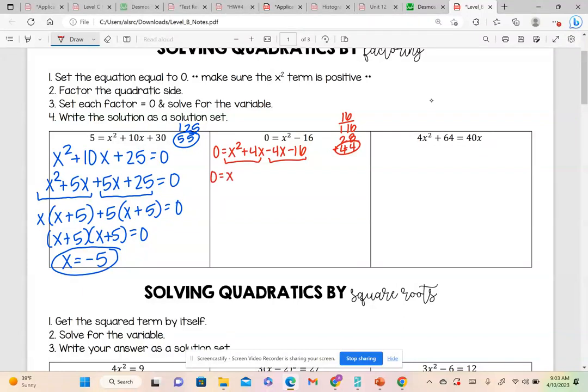So if 0 equals x times the quantity x plus 4, and then negative 4, and then x plus 4. So you have 0 equals x minus 4 times x plus 4. Set them both equal to 0, so x minus 4 equals 0. Add 4 to both sides, so x equals 4. x plus 4 equals 0. Subtract 4, so you have x equals negative 4.